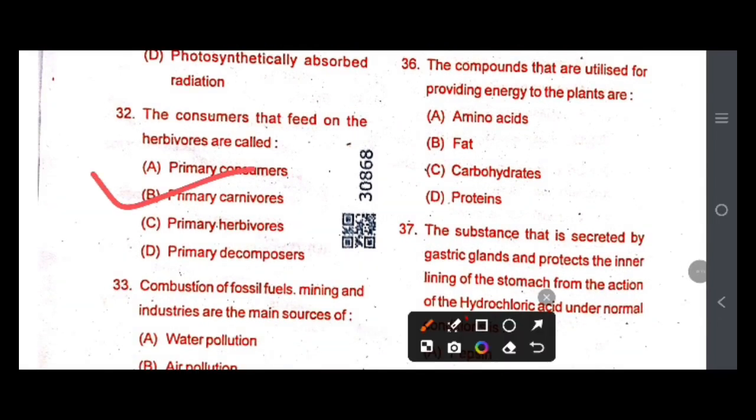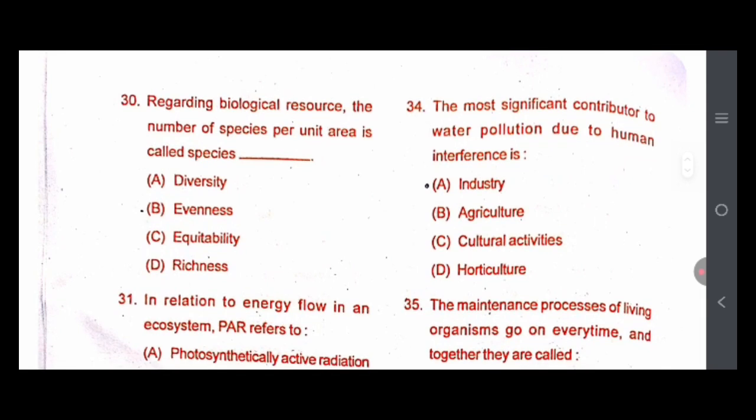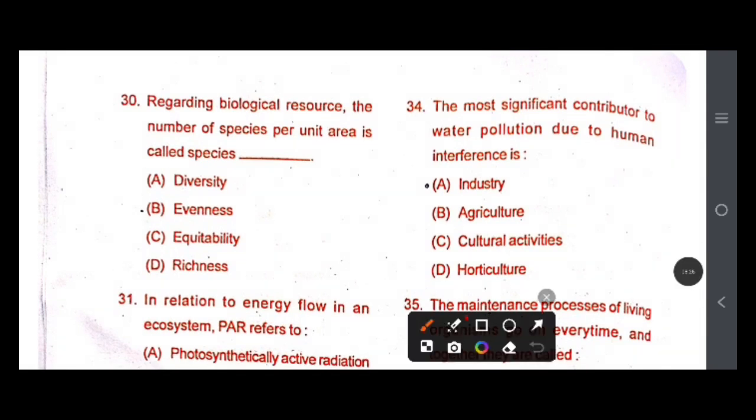Question 33, combustion of fossil fuel, mining and industries are the main sources of air pollution, option B. Question number 34, the most significant contributor to water pollution due to human interference is agriculture.